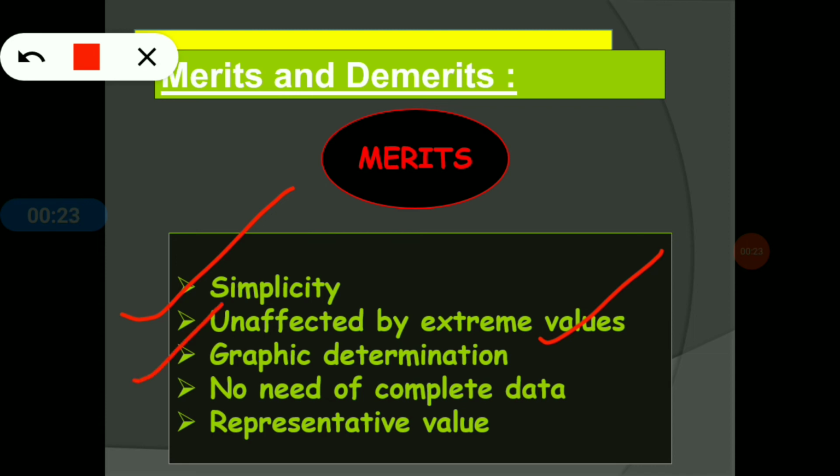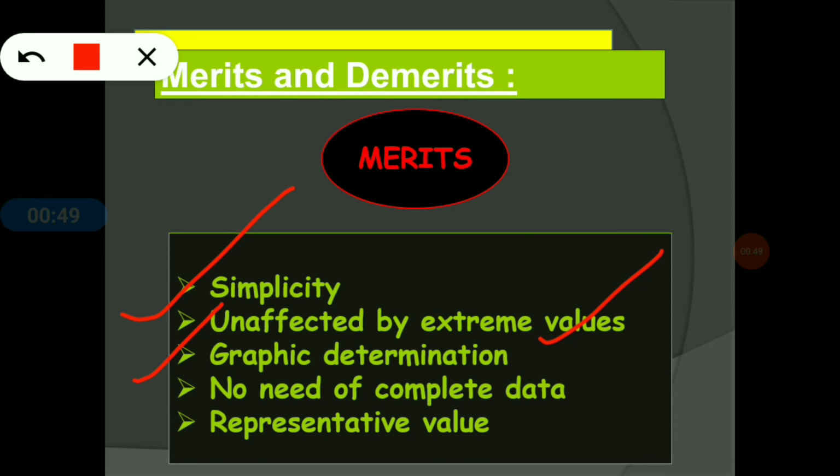Now going to the third point, that is graphic determination. It can be calculated graphically with the help of the histogram, and median can be calculated graphically with the help of the, which one, learner? That is the ogive. So that is the basic difference between median and mode. Mode can be calculated graphically with the help of the histogram and median with the help of the ogive.